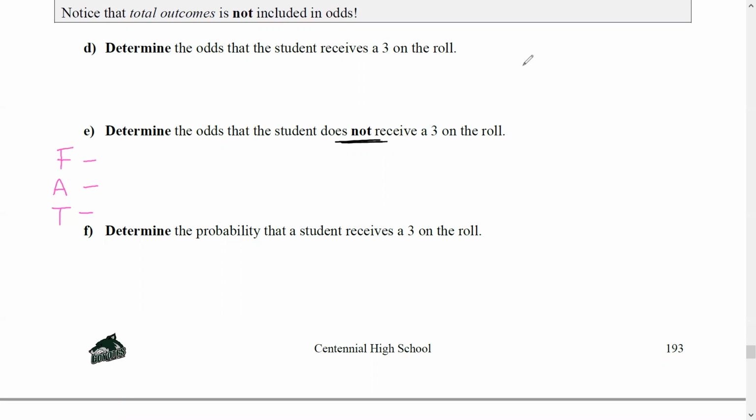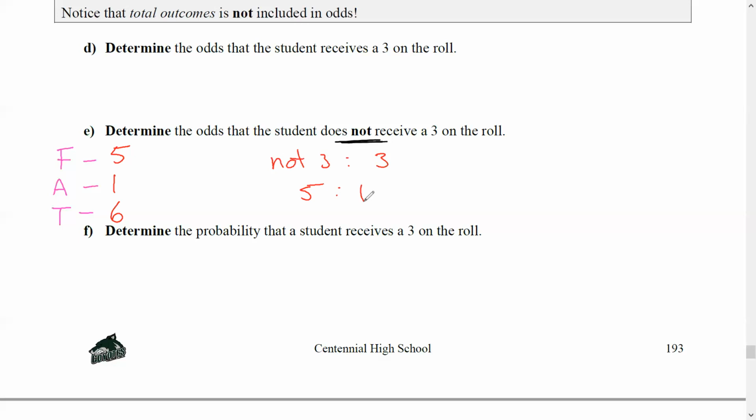So F, favor, in favor of. A, not in favor, is also known as against. And T is total. So for, against, total. Well, it's a die, so there's 6 in total. I do not want a 3. There's 5 ways I cannot get a 3, and there's 1 way that I can get a 3. Odds against. Notice the 5 plus the 1 add to the 6. I love it. So odds against, I want not 3 to getting a 3. So that would be 5 to 1.